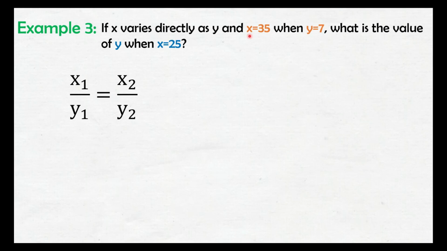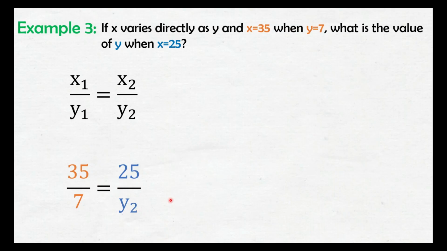So, we let x equals 35, ito yung magiging x sub 1 natin. At itong y equals 7 naman, ito yung magiging y sub 1. And then, ito na magiging y sub 2 and x sub 2 ito. Kumbaga, ito yung pangalawang pares, tapos ito yung unang pares. So, sa-substitute lang natin dyan. So, palitan lang natin si x sub 1 ng 35, si y sub 1 ng 7. And si x sub 2 ng 25. And y sub 2, wala pa tayong value, isosolve pa lang natin.